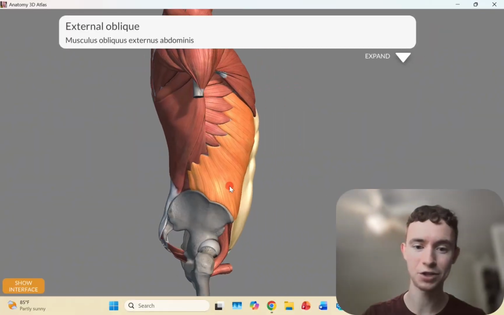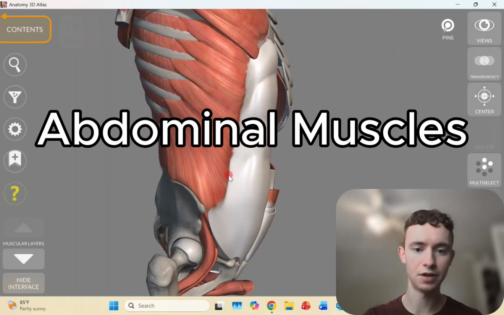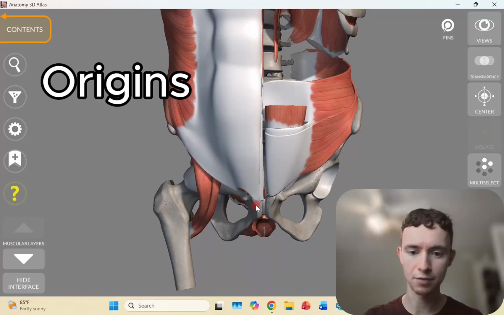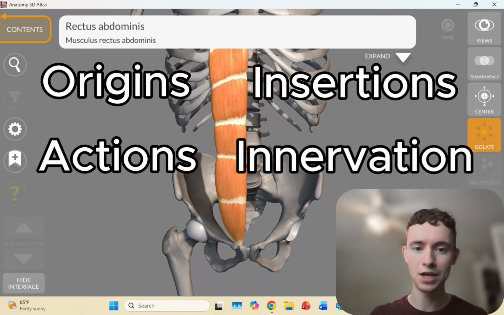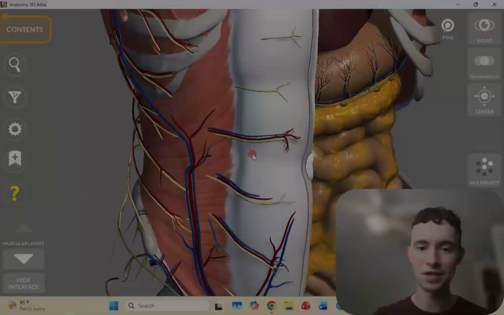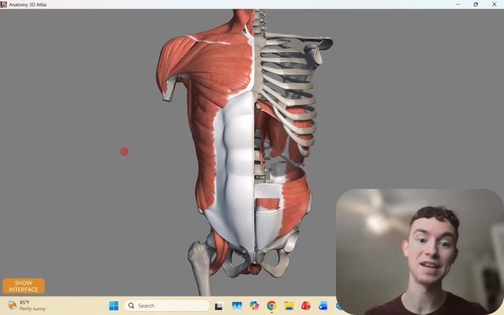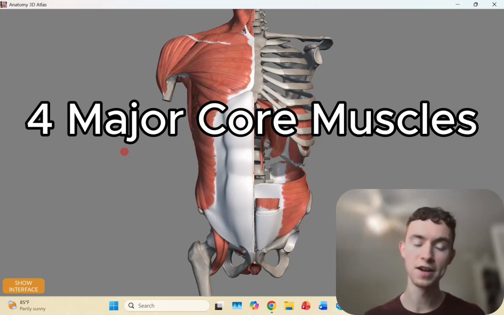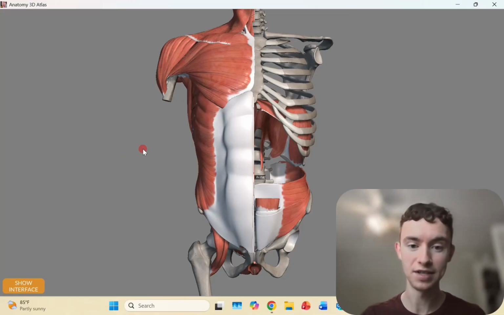In the next few minutes, I'll teach you the major abdominal muscles and exactly what you need to know about their origins, insertions, actions, and innervation, and why they are important for daily function. So a lot of people know about the ab muscles, but in reality, there's a lot of different muscles. There's four main ones that really make up our core. Those are the ones that we'll be going over today.